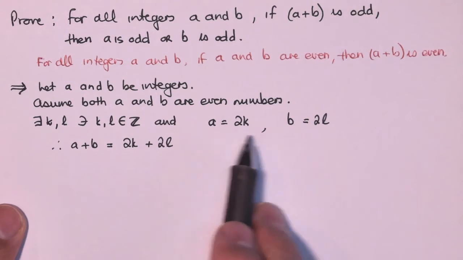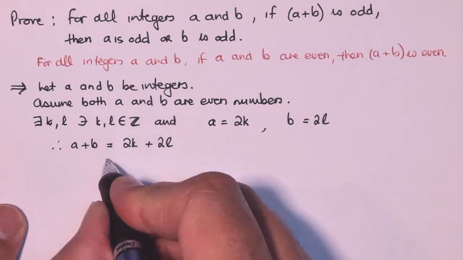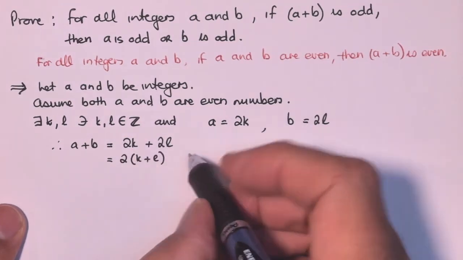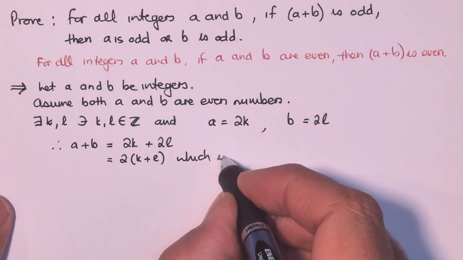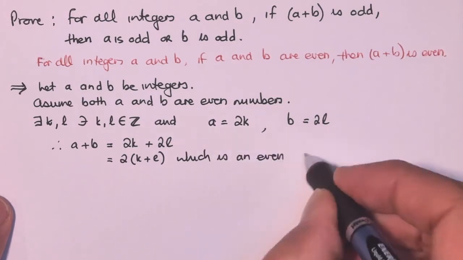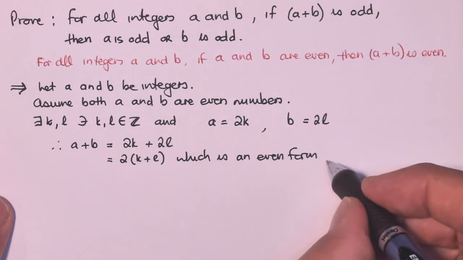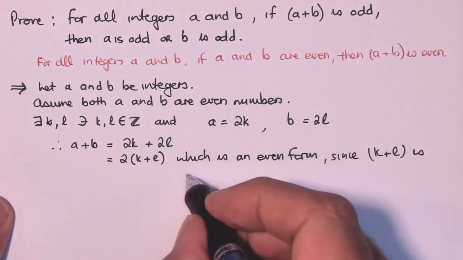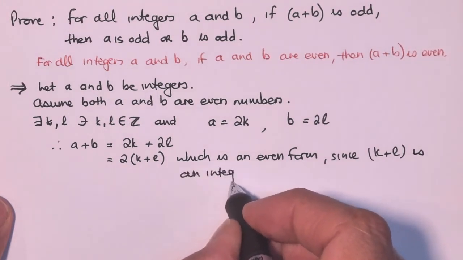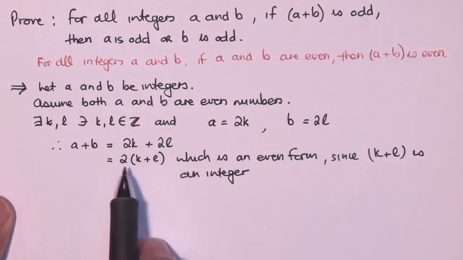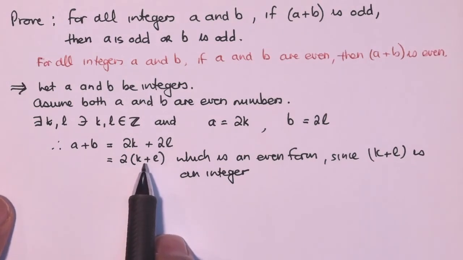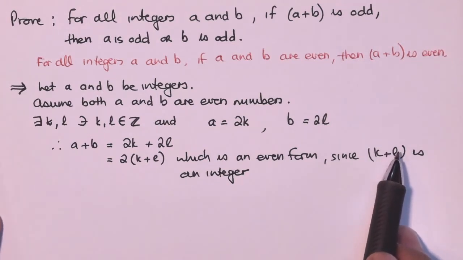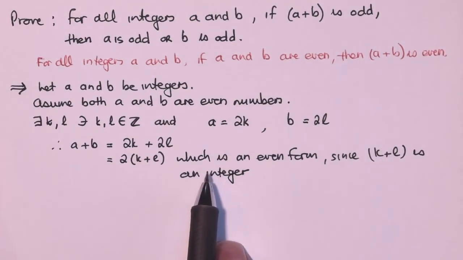By just a simple substitution of these two, I can remove the 2 and write 2 times k plus l, which is an even form. Why is it an even form? Since k plus l is an integer, and twice an integer creates an even number. Okay, we've added two integers together, so the result is an integer, and twice that integer creates an even number.